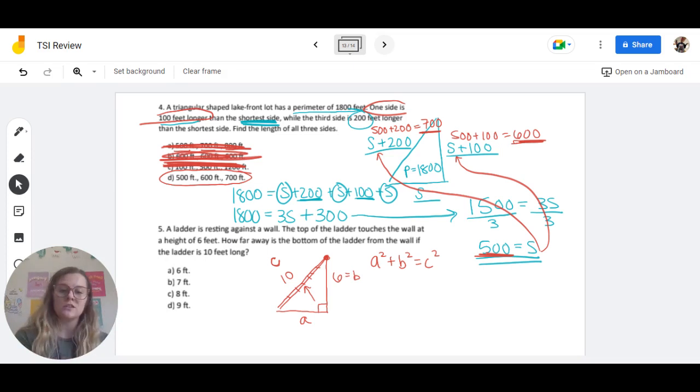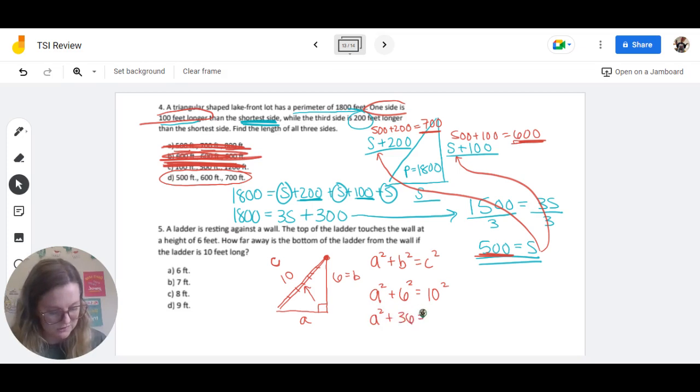So I'm going to plug those into this formula. So a squared plus, here's my side length, 6 squared is equal to 10 squared. I'm going to square both of those. So a squared stays the same. 6 times 6 is 36. 10 times 10 is 100. Now we're just solving for a. So I'm going to subtract 36 on both sides. a squared is equal to 64.